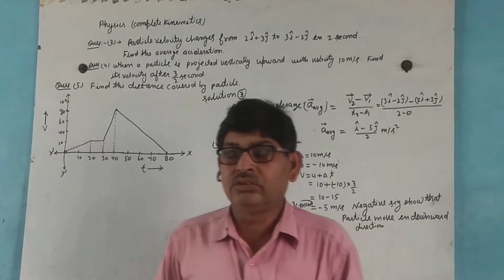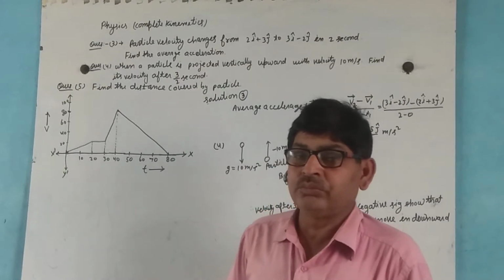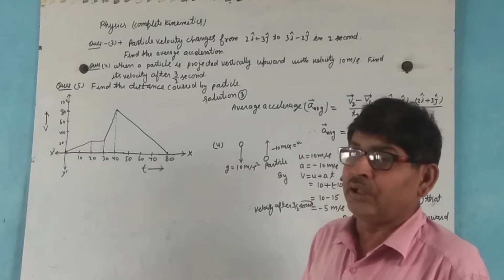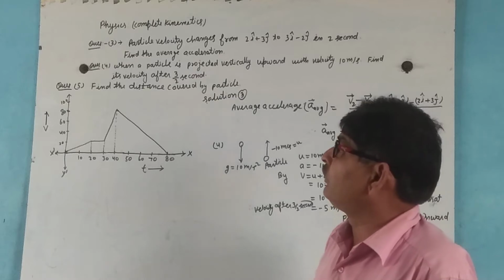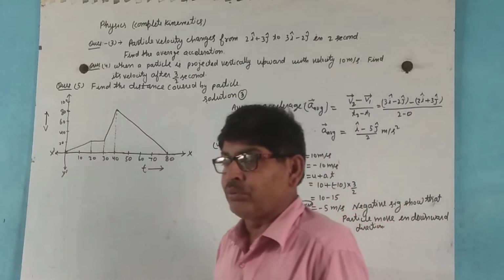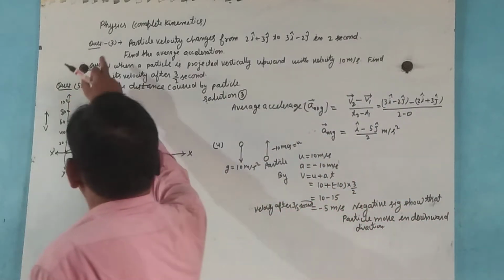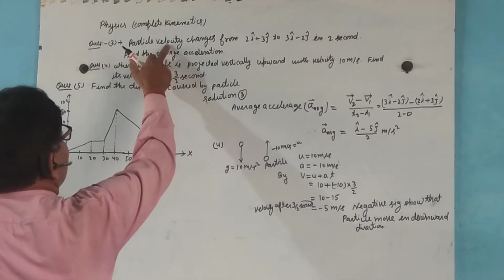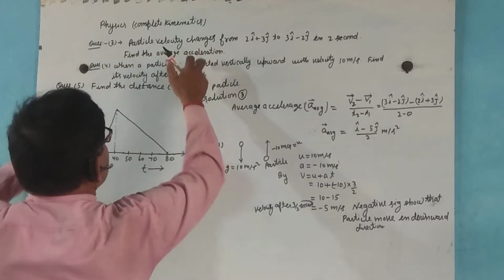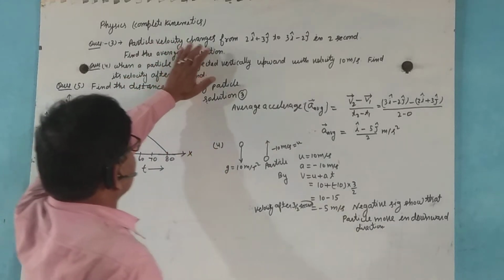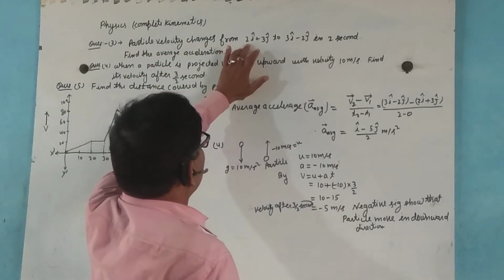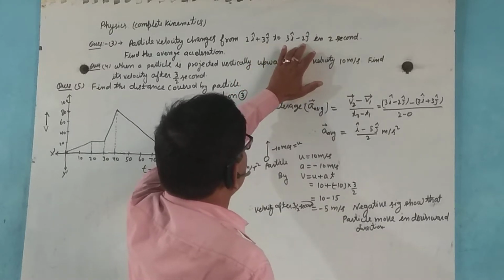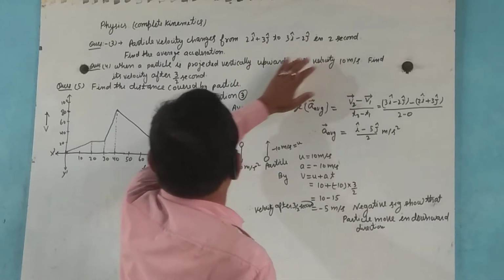Today we are going to discuss the complete kinematics. Now we take some problem here. Problem three: a particle's velocity changes from 2i plus 3j to 3i minus 2j in 2 seconds.